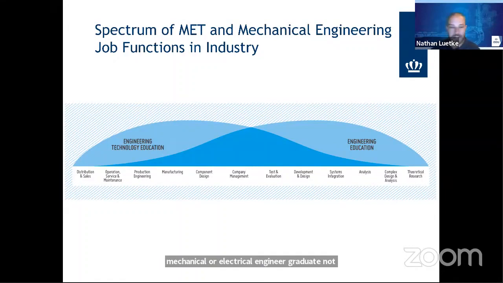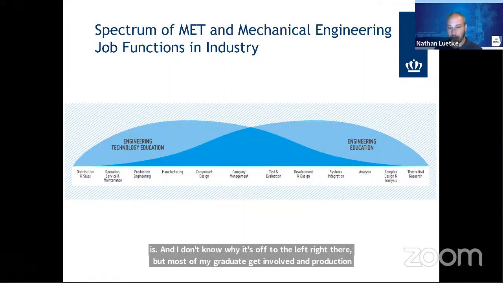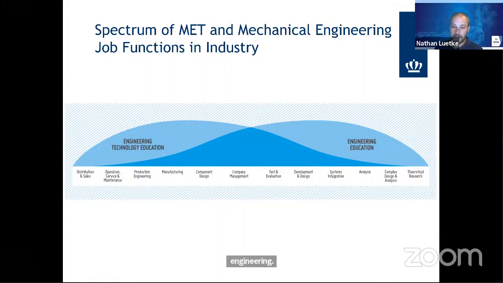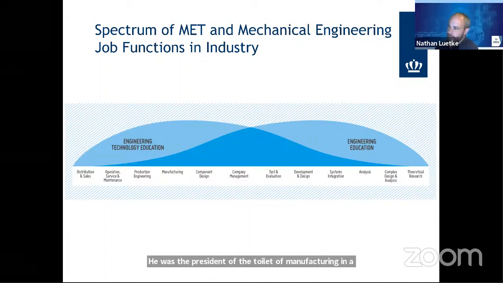I don't know why that is, and I don't know why it's off to the left right there. But most of my graduates get involved in production engineering, manufacturing, component design, test and evaluation, and management. The president of the largest Toyota manufacturing plant, I think it was in Kentucky, is retired now, but he was an ODU MET graduate from the 80s. He was the president of Toyota manufacturing in either Kentucky or Georgia, and at the time it was the largest Toyota manufacturing plant in the U.S.